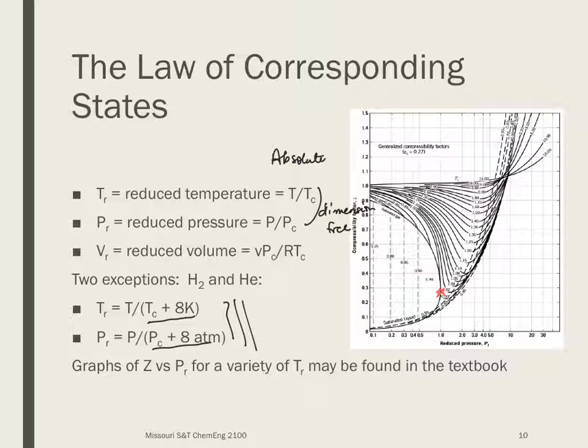Now there are graphs for Z versus Pr for a variety of temperatures, and these can be found in the textbook. The graph that I will be demonstrating is the one shown here. I've selected to do my examples using this one because it is the most challenging of the versions of the graph to read, and it is one that is commonly used in many textbooks in your future.